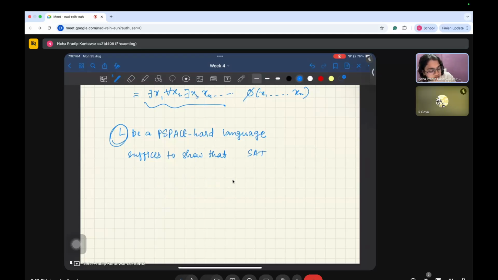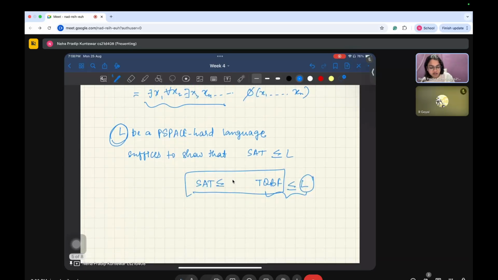Okay, so SAT reduces to L. By this, L is getting reduced to TQBF, because TQBF should get reduced into L. This part follows from the definition of a PSPACE-complete language, because L is a PSPACE-complete language. So in particular, TQBF will also reduce to it. And this is what we need to show.